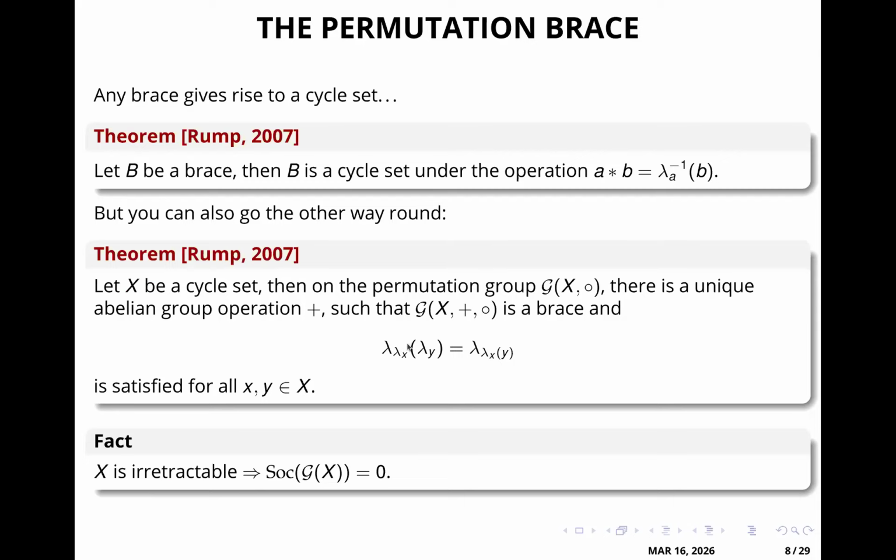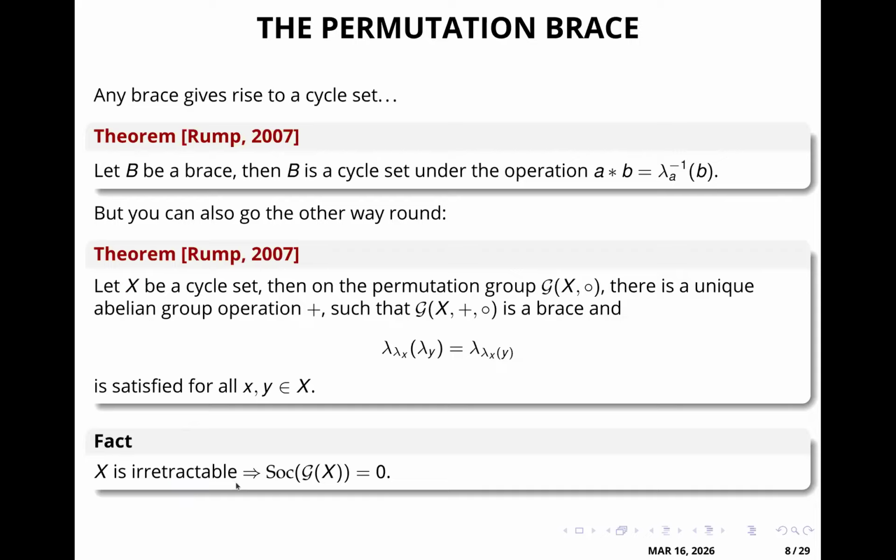So you might lose information. So essentially, you don't get an embedding of a cycle set into a brace, but you actually get an embedding of the retraction. So it factors through the retraction. And one can see that if a cycle set is irretractable, then the socle of the permutation brace is 0. This is very important in order to prove stuff.